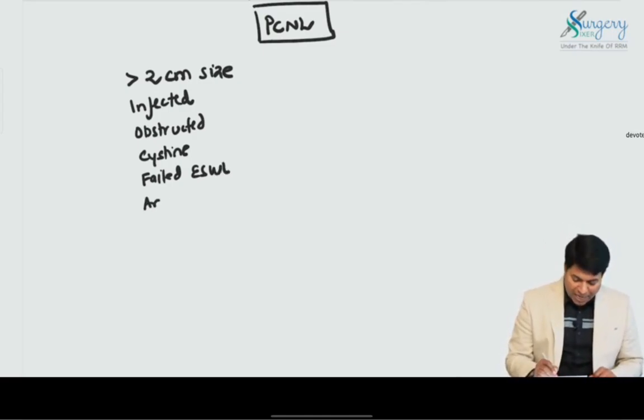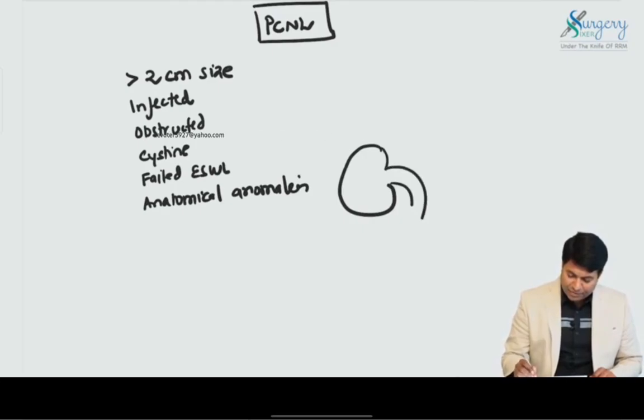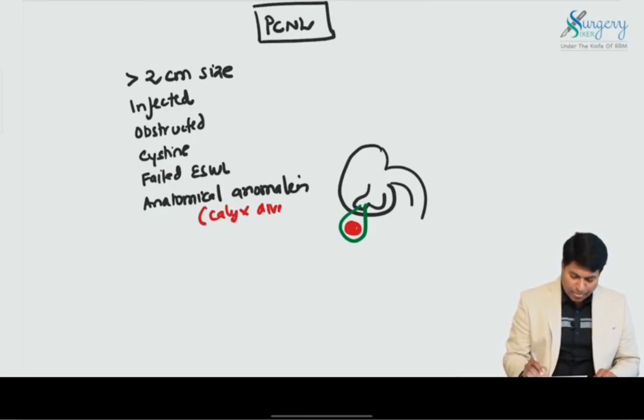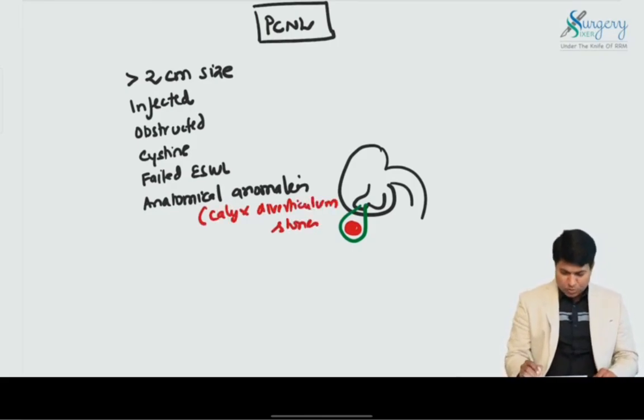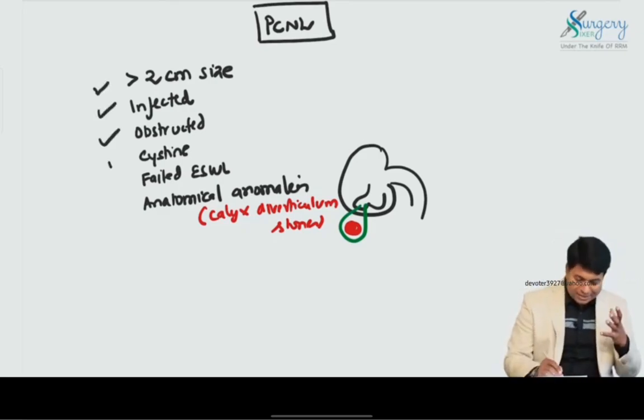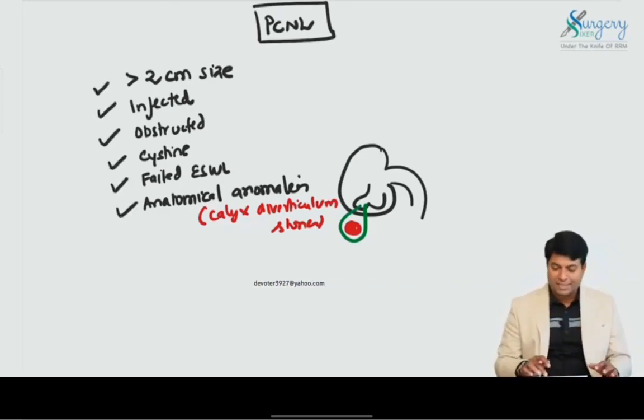Even if there are some anatomical anomalies, for example a calicial diverticulum, where the calyx has a diverticulum and the diverticulum contains a stone, this can be used. So the indications of PCNL are size more than 2 centimeters, infected stone, obstructed system, cystine stone, failed ESWL, and anatomical anomalies. In all these cases, we can go by PCNL.